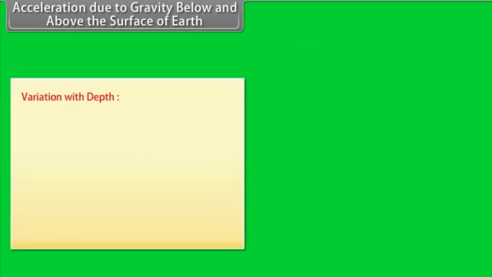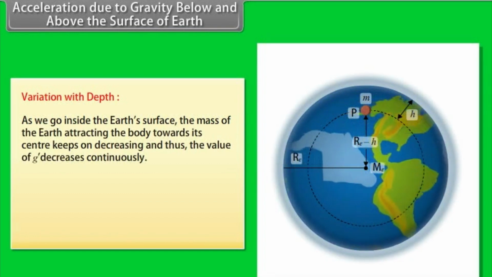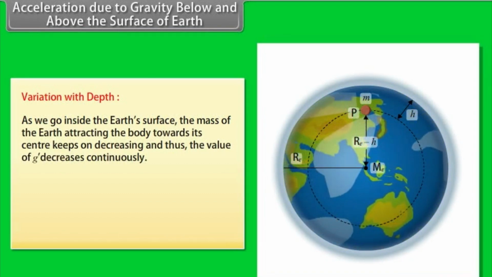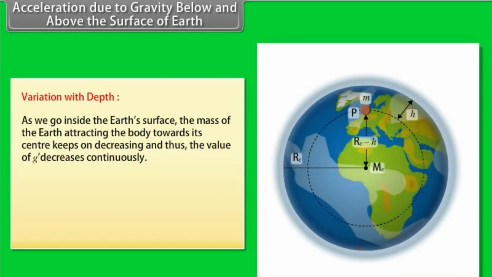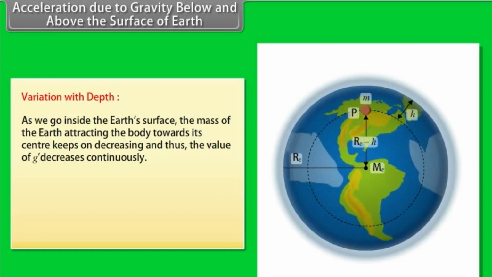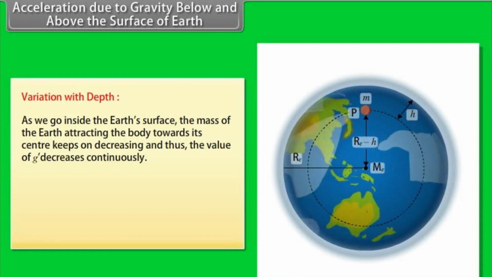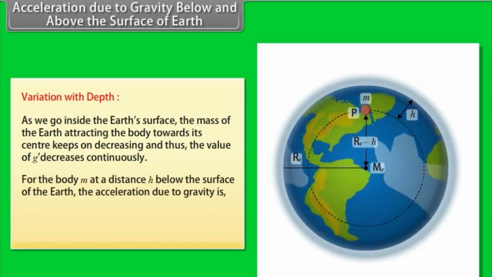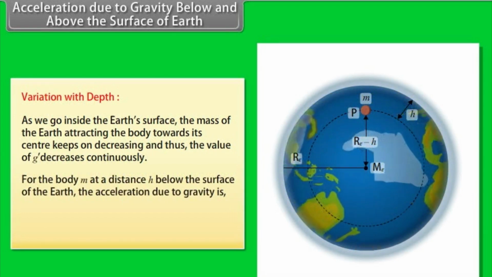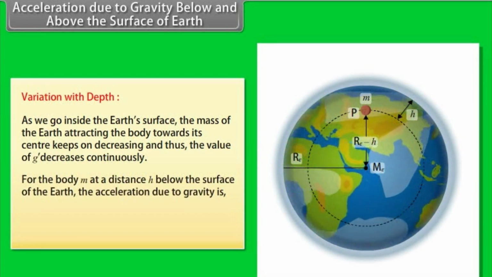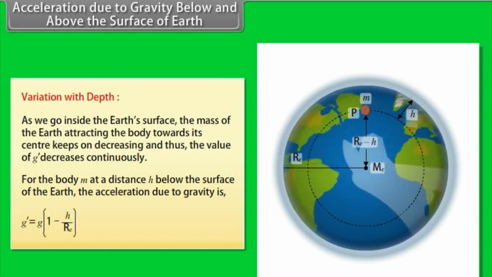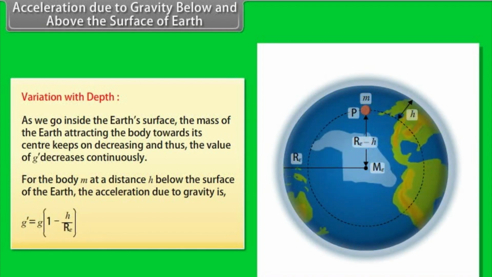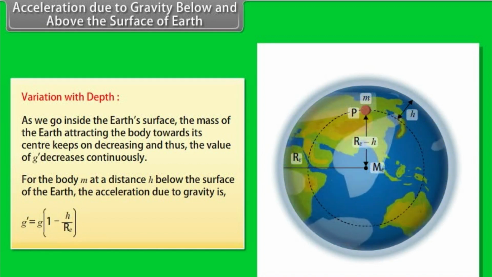Variation with depth. As we go inside the Earth's surface, the mass of the Earth attracting the body towards its center keeps on decreasing, and thus the value of g decreases continuously. For a body of mass m at a distance h below the surface of the Earth, the acceleration due to gravity is g dash is equal to g multiplied by 1 minus 2h upon Re.